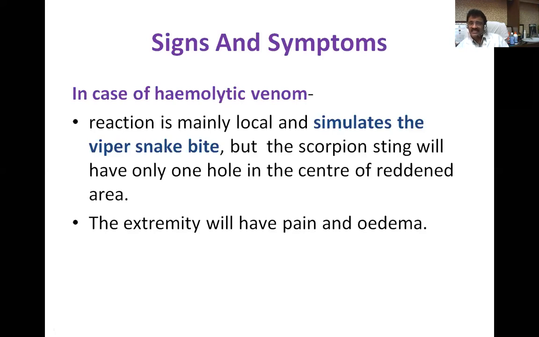The extremity will have pain and edema. Usually, the scorpion bite takes place on the limbs, upper or lower extremities, and the area where the sting bite takes place will get swollen, so it looks edematous and gives you severe pain.